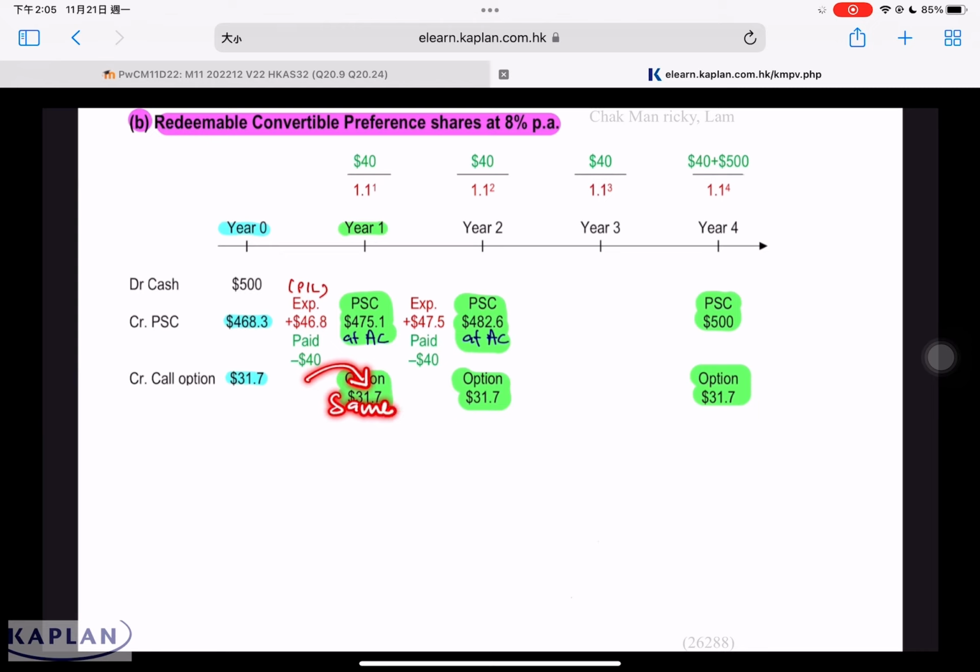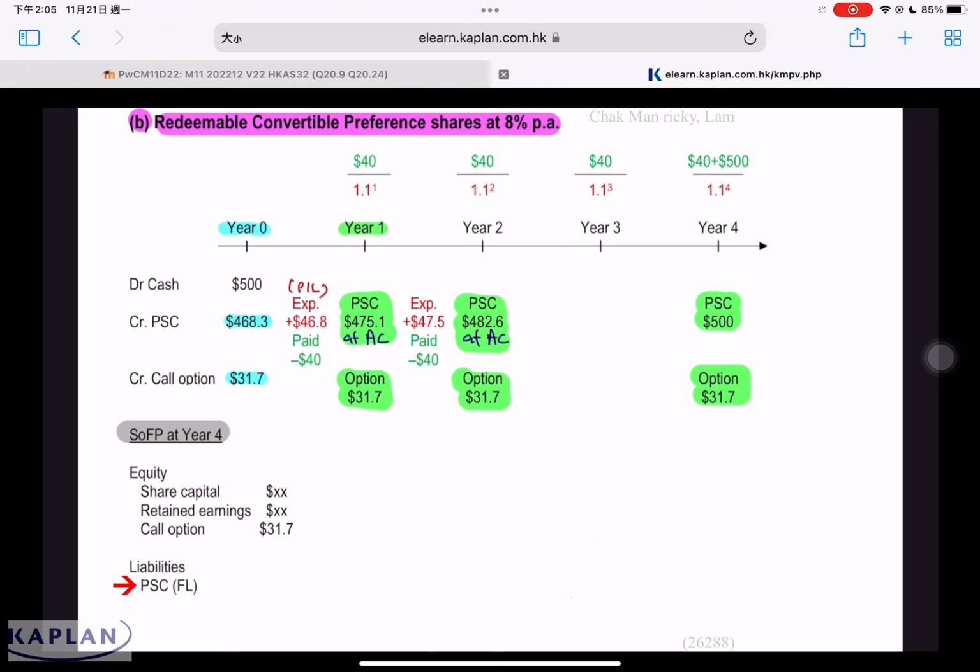For equity, we do not remeasure. Refer to the balance sheet at year 4. Under the equity, share capital equals X dollars, retained earnings X dollars, call options equals 31.7. Under the liability, we have preference share capital.